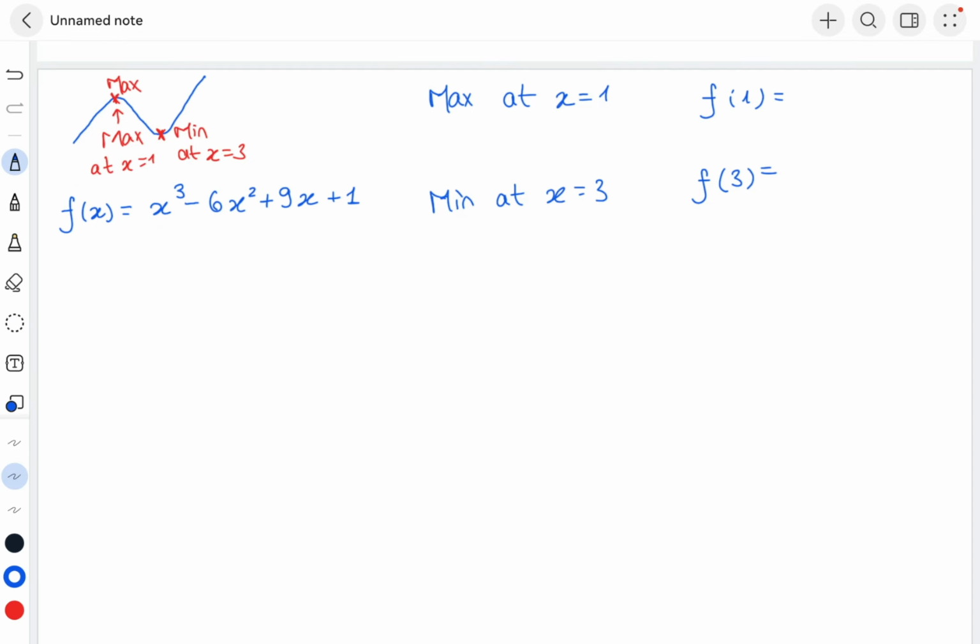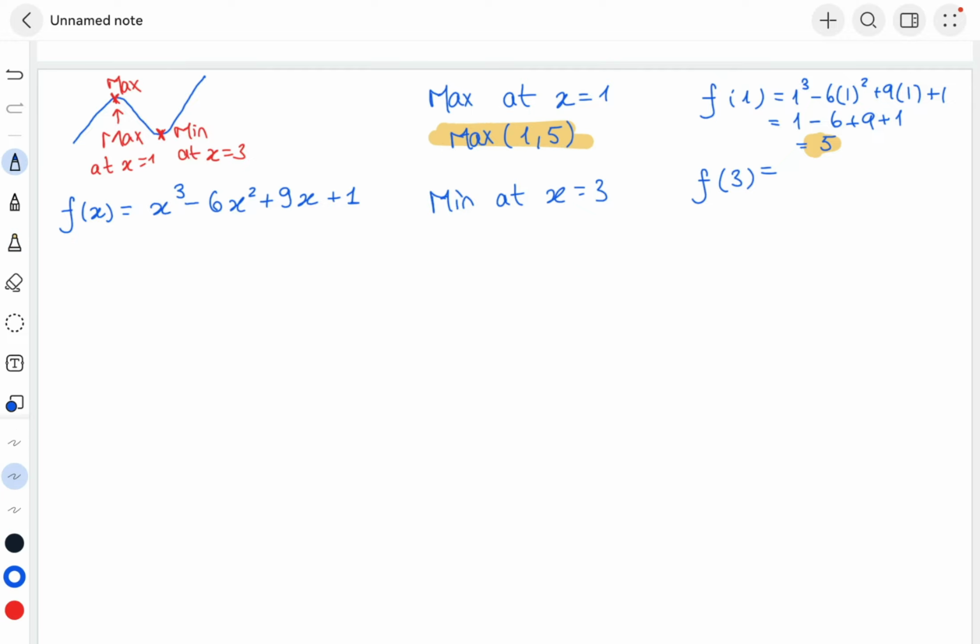So now we replace 1, which means 1 cubed minus 6 into 1 squared plus 9 into 1 plus 1, which means 1 minus 6 plus 9 plus 1, which will give us 5. So this is our y value. So max is at (1, 5).